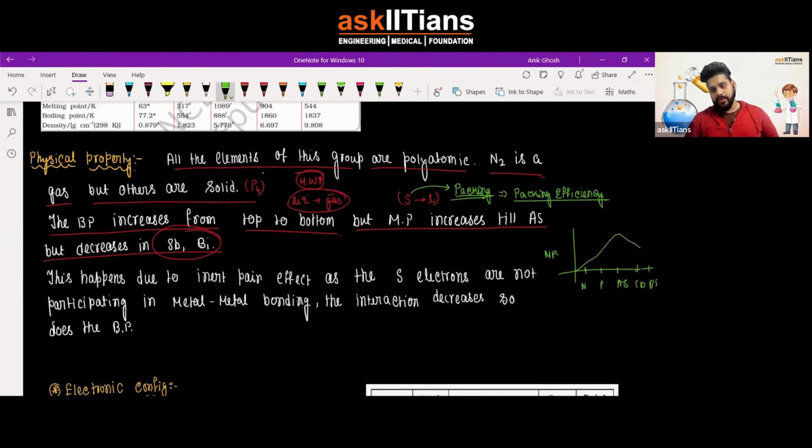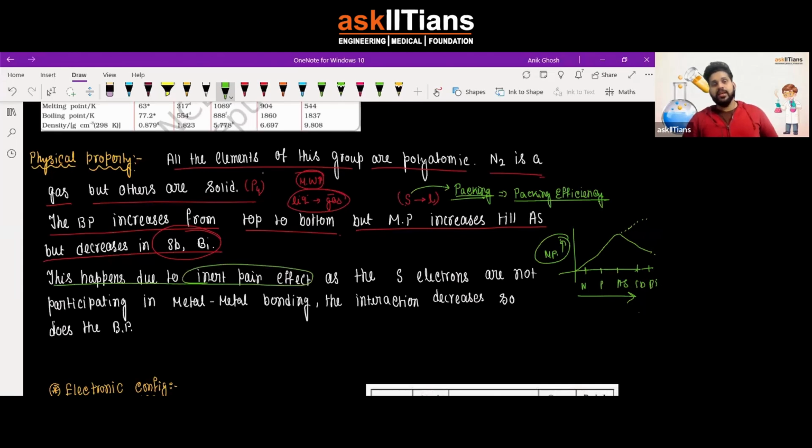Then again, antimony, bismuth, their melting point decreases. Okay, why is this happening? That's the question here now. Why is it suddenly not going up directly? It should go up directly. But what happened to the antimony and the bismuth? Why is the melting point so low? Now here's the reason. This happens due to the inert pair effect.